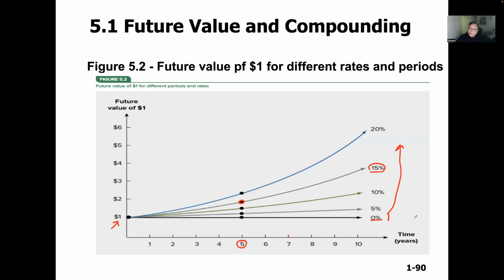So the point is, if you want to have more future money, you probably hope to earn a higher interest rate, and give it a longer period of time, right? Maybe you have to start investing now if you are hoping to get something for your retirement, right?